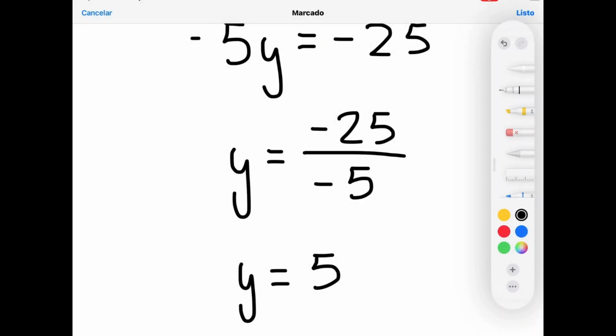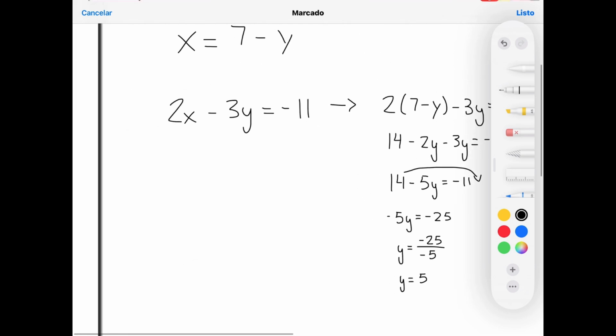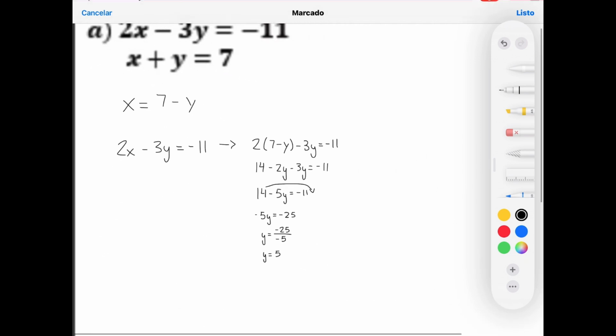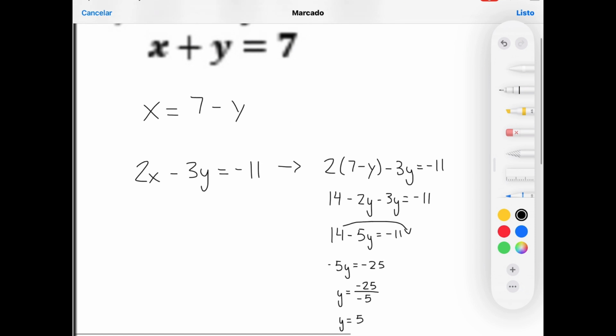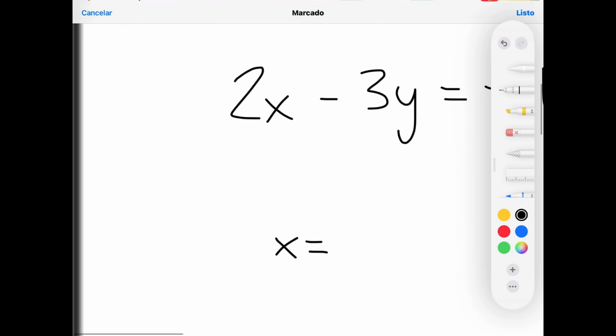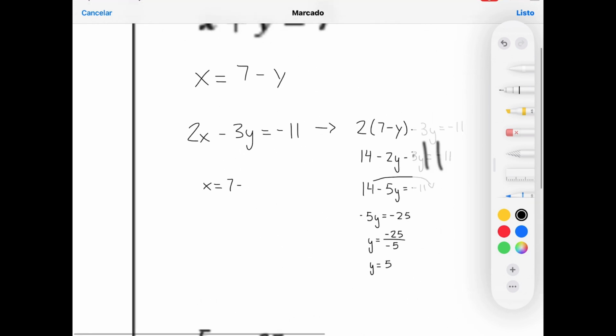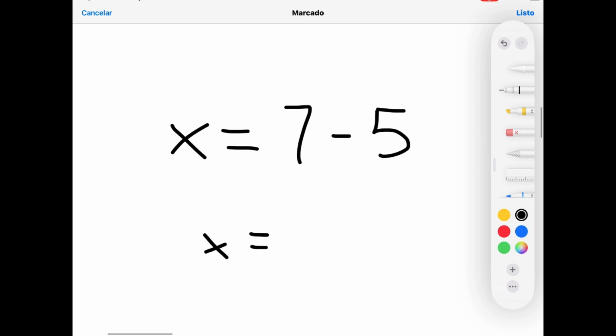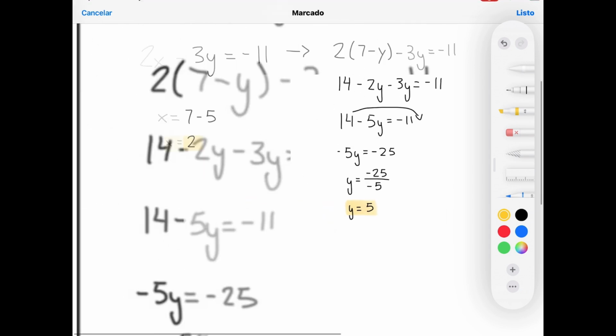Step number 4 is to substitute the obtained value, which is y, in the other equation to get the value of the other unknown variable. In the first equation that I had, x equals 7 minus y, I now substitute the value of y that I know is 5. So x equals 7 minus 5, and we know that x equals 2. And that's how I get my two answers.